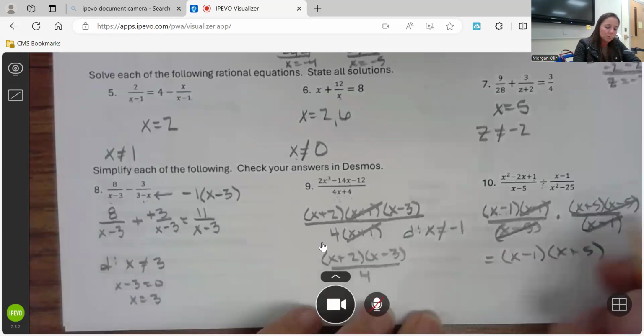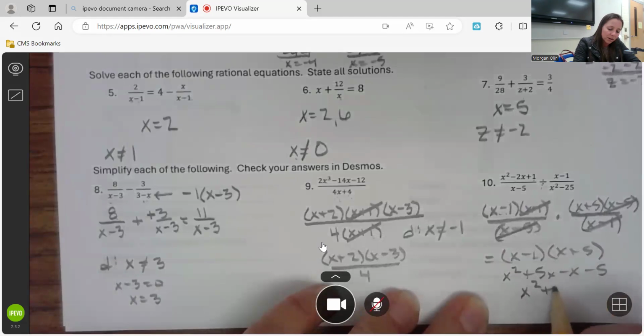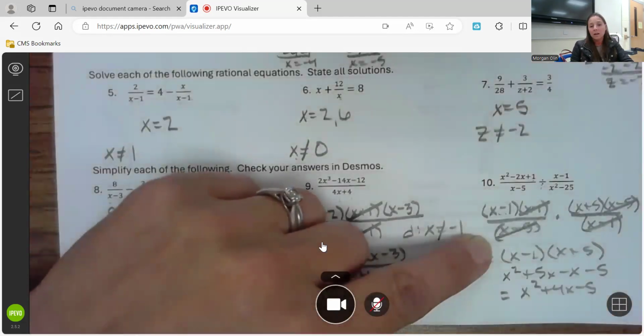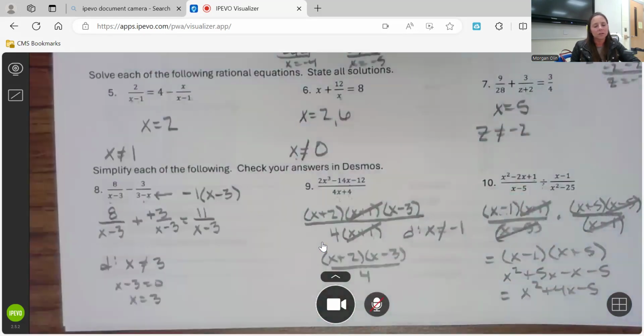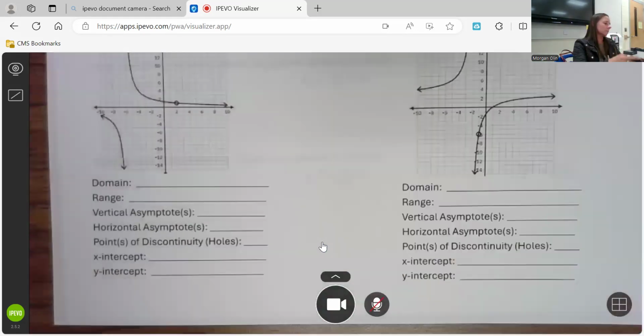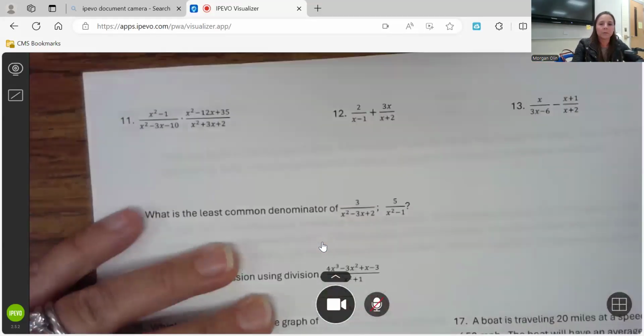Now, sometimes they do multiply these out. X times x is x squared. X times 5 is 5x. -1 times x is -x. And -1 times 5 is -5. So x squared plus 4x minus 5. Sometimes they'll leave it factored, and sometimes they'll multiply it back out. If it's an open response question, you can just leave it factored. All right, moving right along. Now, so we got some more of these up here.